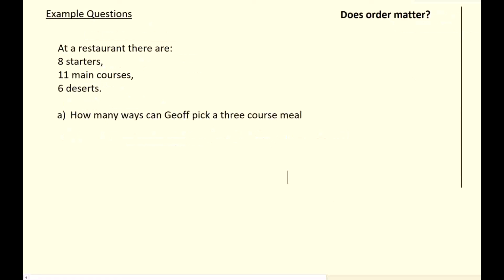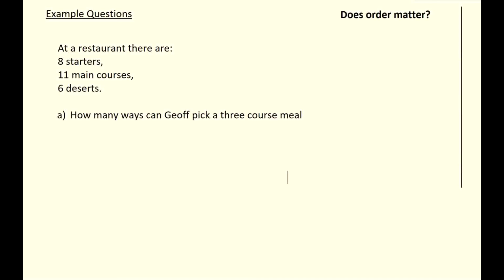Different question. At a restaurant, there are 8 starters, 11 main courses and 6 desserts. We want to know how many ways Jeff can pick a 3-course meal. The key thing here is, does order matter? Yes, it does. A starter can't also be a main course, and a dessert is just a dessert, it can't be a starter. So I don't need to divide here.